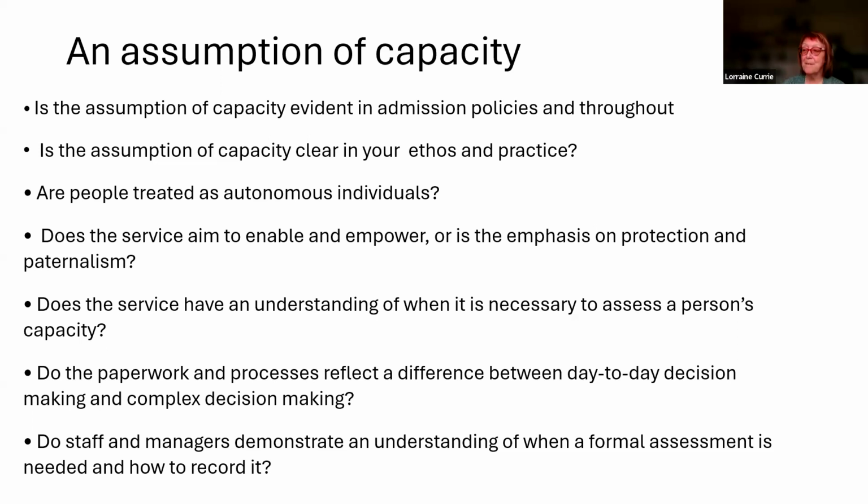Are people treated as autonomous individuals? So are people able to make the decision that is right for them as an individual human being? It might be right for me, but it wouldn't be right for you, and it wouldn't be right for the next person, because I am an autonomous individual. So are we making decisions not as a blanket, which is never right? Are we making decisions that treat people as autonomous individuals?